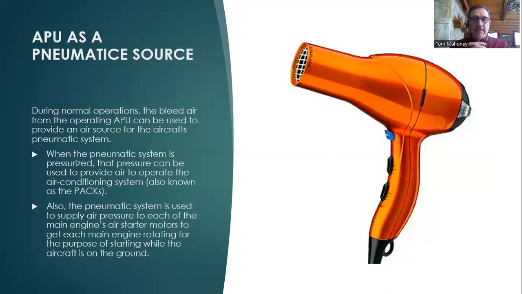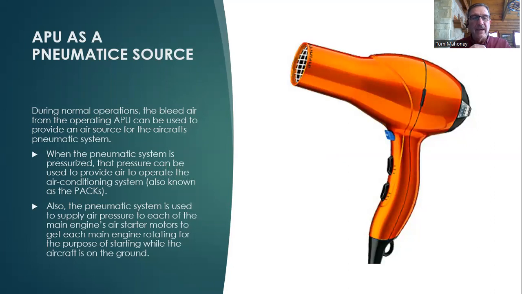APU as a pneumatic source. So the APU is a jet engine. It's going to produce bleed air that we can siphon off to run certain things like the starter motors when we're starting the main engines, and it can run the air conditioning system by providing air to the air conditioning kits, or the pneumatic air conditioning kits referred to as packs.